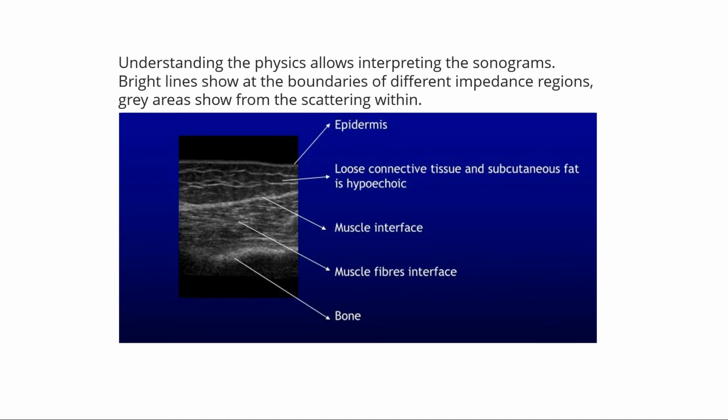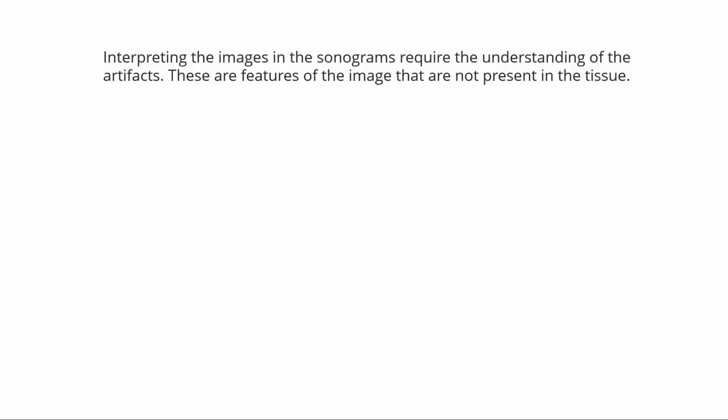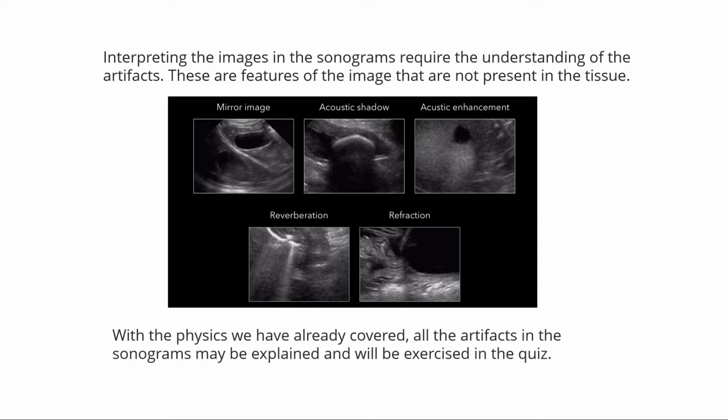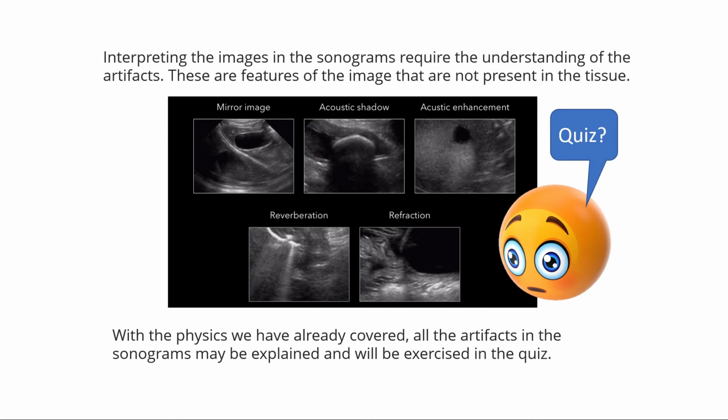Understanding the physics allows interpreting the sonograms. Bright lines show at the boundaries of different impedance regions. Gray areas show from scattering within. Interpreting the image in the sonograms requires the understanding of the artifacts. These are features of the image that are not present in the tissue. They are mirrors, shadows, enhancements, reverberation, comet tails, refraction, you name it. With the physics we have already covered, all the artifacts in the sonograms may be explained and will be exercised in the quiz. Quiz? Yes, quiz.